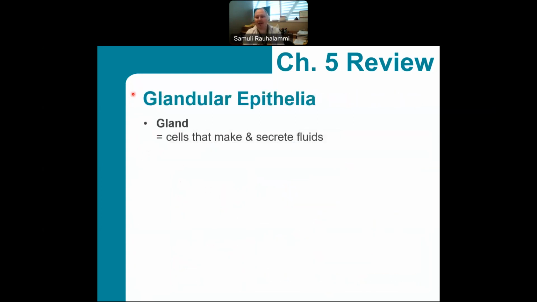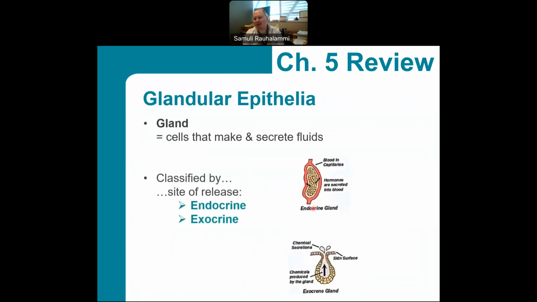Let's have a look at the glandular epithelia a little bit. So the purpose of the glands is that they contain cells that make and secrete fluids. And glands can be classified into two main categories. We can talk about endocrine glands. These are glands that produce hormones, and these hormones are released directly into the bloodstream, and they travel in the bloodstream to all parts of the body.